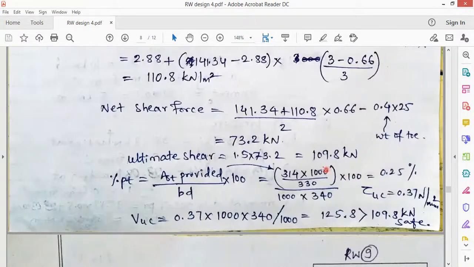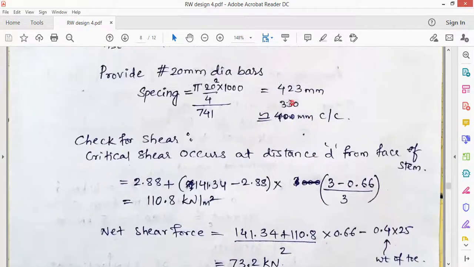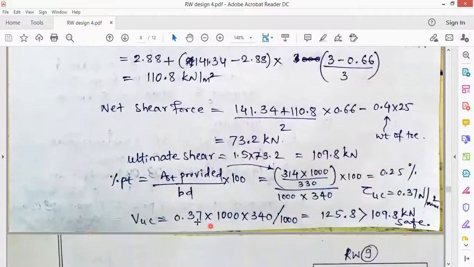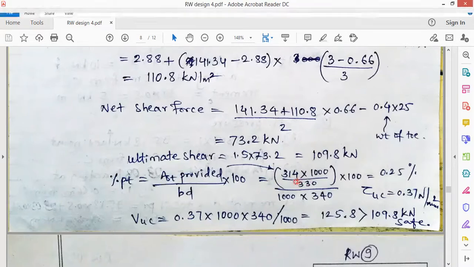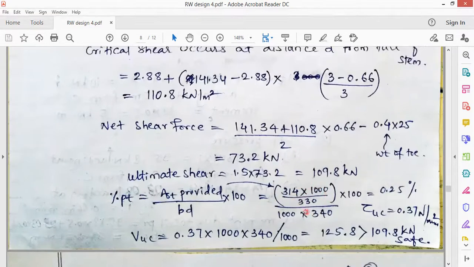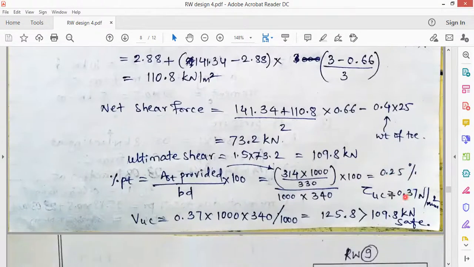Now I said that we have provided the reinforcing bars at a spacing of 330 mm center to center. So I will calculate percentage steel provided. So it is AST provided by BD into 100. AST provided is 314 into 1000 divided by 330, into 100 divided by B into D. So we will get here 0.25%.